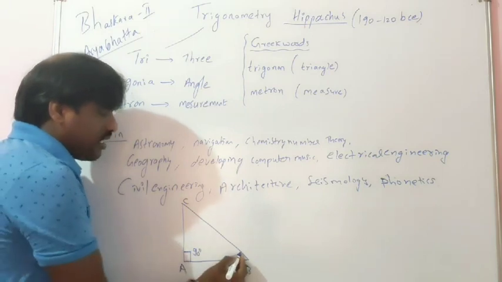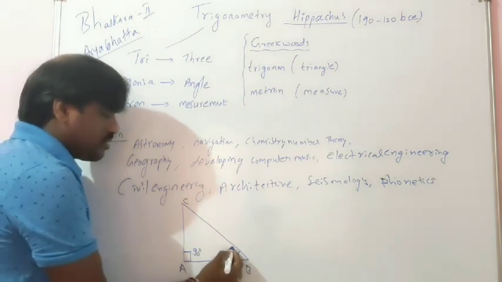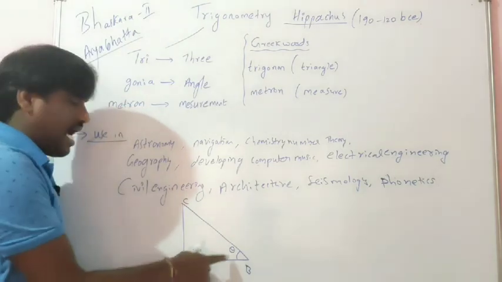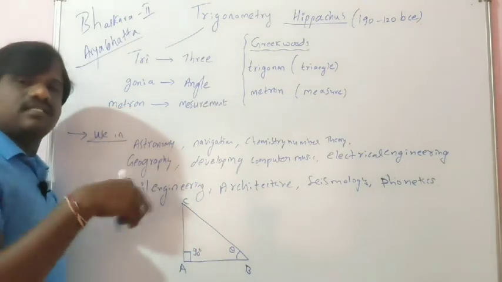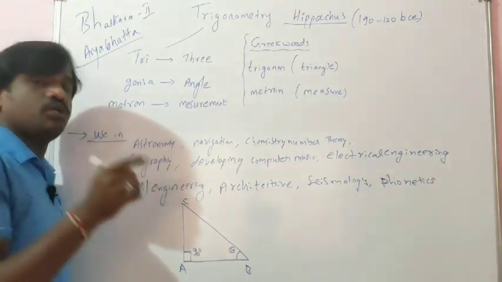Now you can take an angle here. Suppose the angle is theta, an acute angle, because if one angle is 90 degrees, then the sum of the other two angles is 90 degrees. It means B and C should be acute.